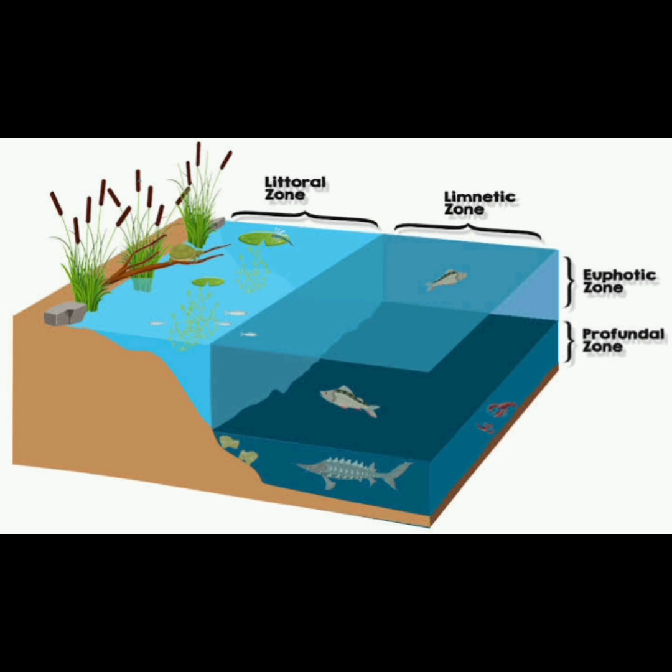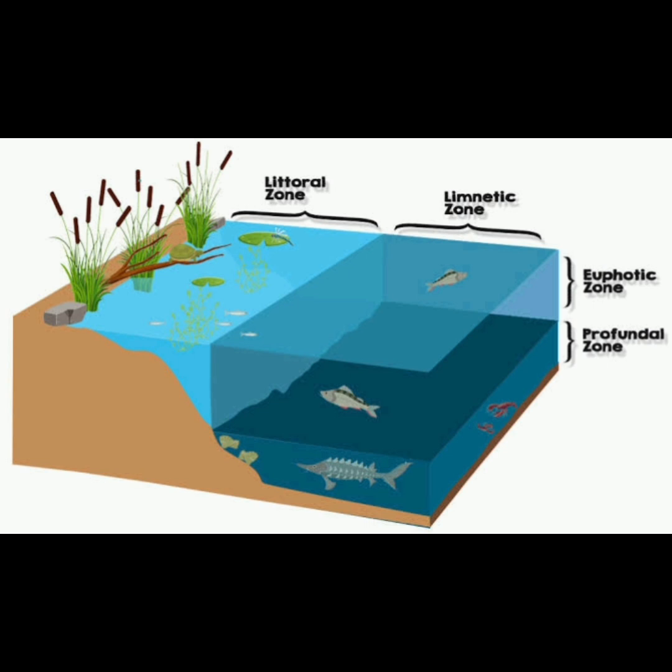Generally, in littoral zones, we can find submerged, emergent, and floating types of rooted plants, whereas the limnetic zone is dominated by planktonic organisms or planktonic species, and the profundal zone, or the muddy bottom of the pond, is mostly inhabited by heterotrophic animals.